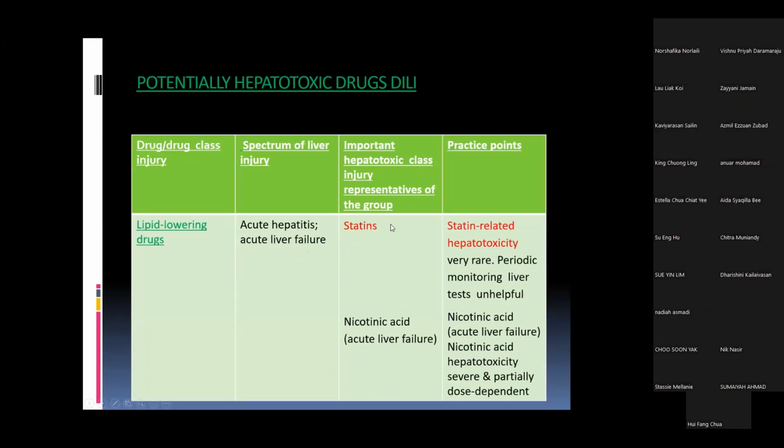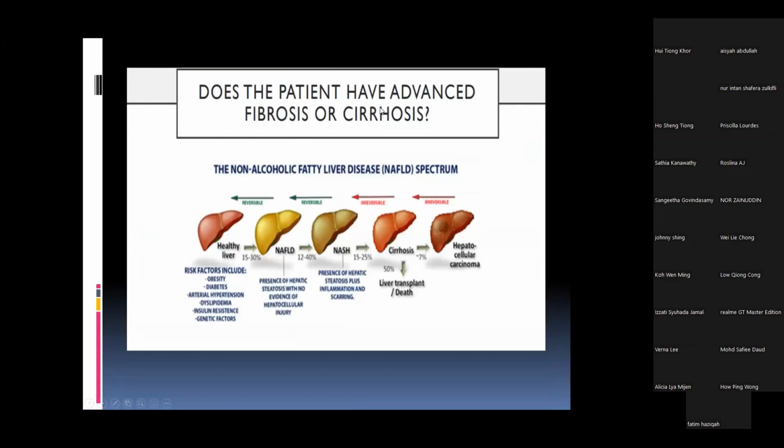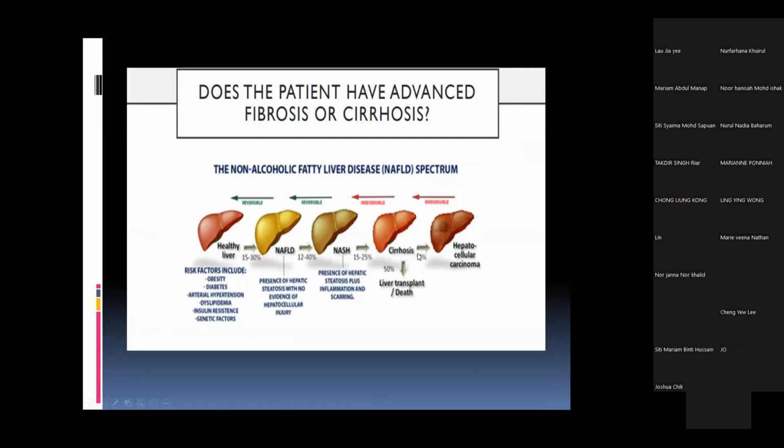And then lipid-lowering drugs, statins as well. So you can read up about this. The main thing is the patient. It doesn't mean that when you have abnormal liver parameters, you stop at that. We need to examine the patient for symptoms and signs. And then fibrosis: you see the progression of fibrosis to cirrhosis, and then to hepatocellular carcinoma.